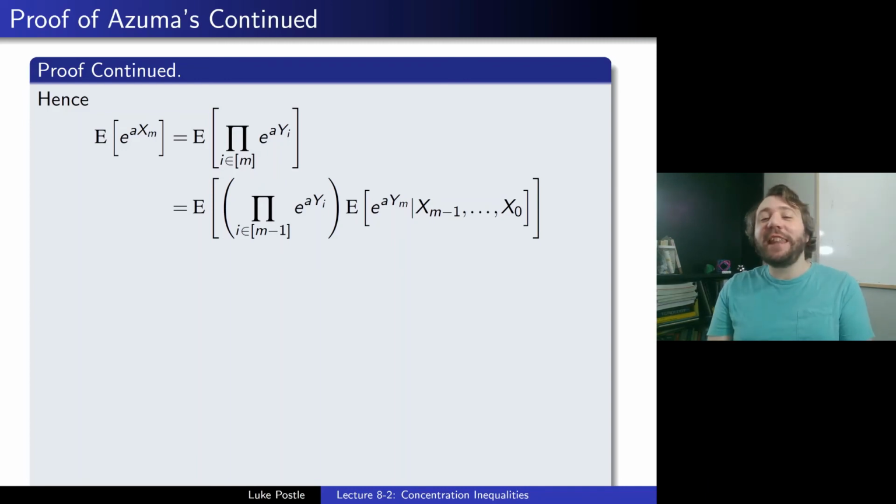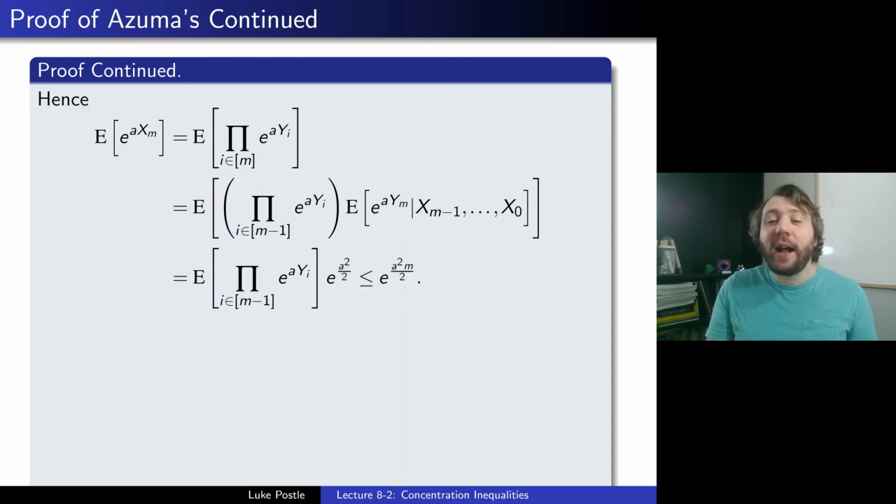So I look at the very last step, right? We have the product of the e to the a x_i's, and then I have e to the a x_m, that last exponent. I think about that, and I realize I have this expectation. I can write it out conditioned on the expectations of what I've had before. Then we can move the expectation back inside. And then what is that expectation? It's at most e to the a squared over 2.